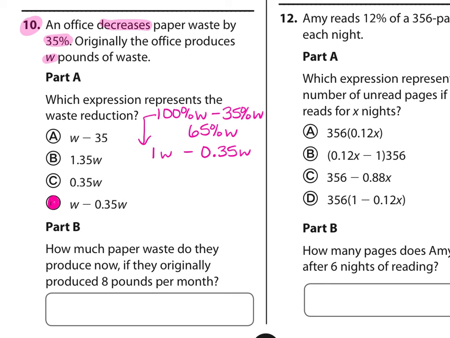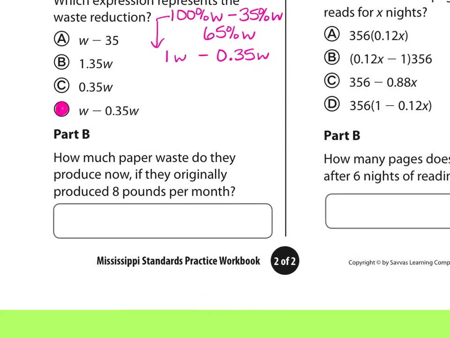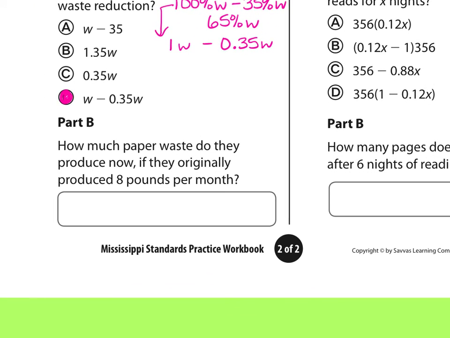Part B. How much paper waste do they produce now if they originally produced 8 pounds per month? Well, we calculated a little while ago that they're only producing 65% of the original amount of waste. So let's figure out what 0.65 of 8 pounds is. We just multiply and get 5.2, and that's 5.2 pounds per month.